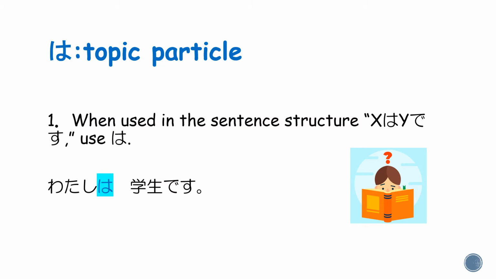First, I'm going to explain 5 rules of using wa. Wa is a topic particle. One of the first sentence structures that beginning students learn is X wa Y desu, meaning X is Y. In this basic sentence structure, we use wa to mark the subject. 私は学生です. I am a student. You could use ga. 私が学生です. In this case, you are emphasizing 私, and it means it's me who is a student.